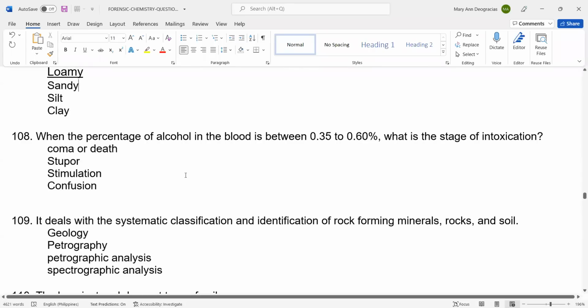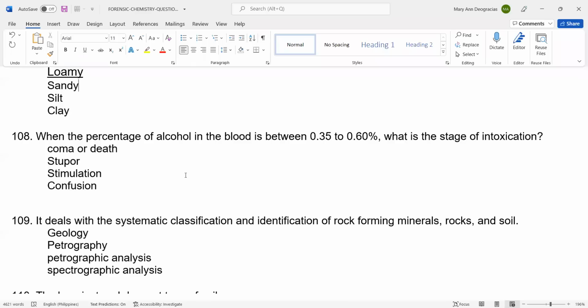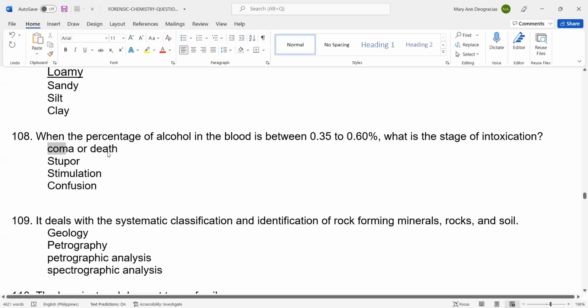O, ito. When the percentage of alcohol in the blood is between 0.35 to 0.60%, what is the stage of intoxication? Is it coma or death, stupor, stimulation, confusion? Okay, let's see your answer. Okay, letter A. Yes, letter A. Dedo na yan pagka ganyang kataas yung percentage na alcohol sa katawan ng isang tao.